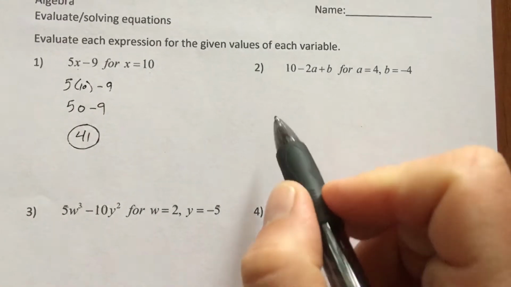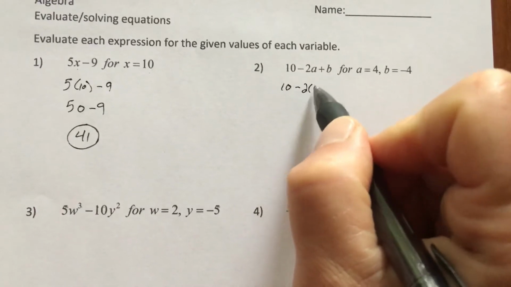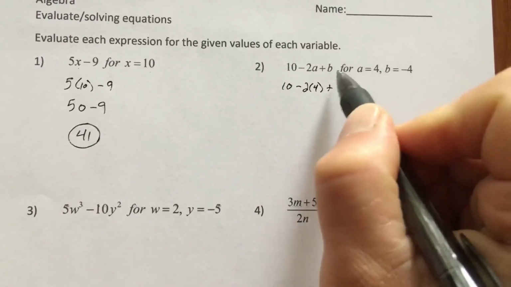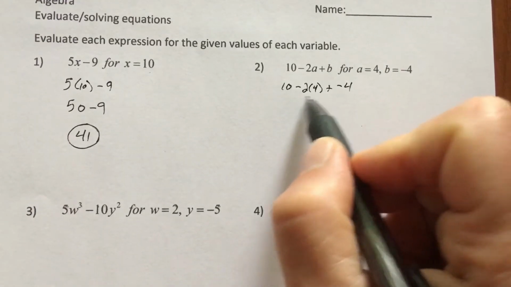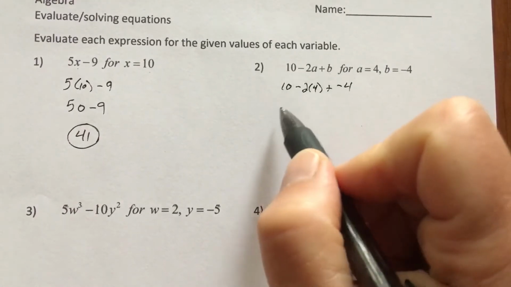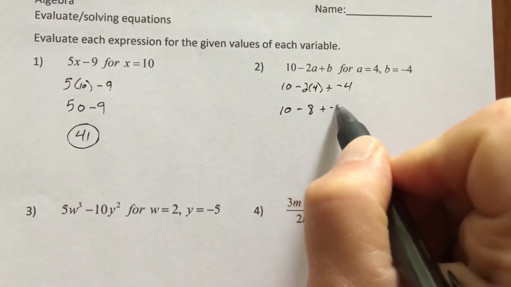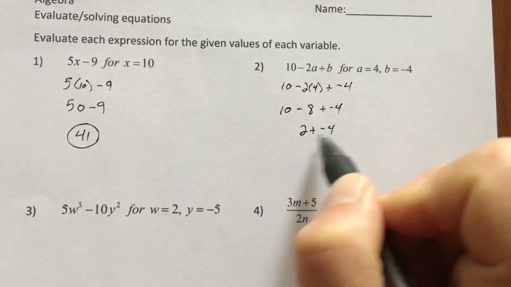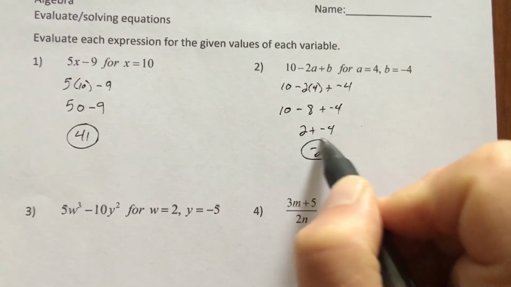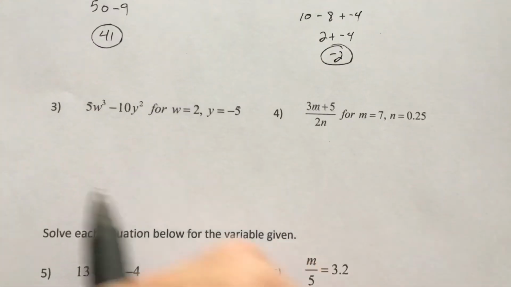All right. Same thing here, we're putting 4 in for A, so it'll be 10 minus 2 times 4, plus the B, which is negative 4. So we're just throwing those numbers in. Order of operations says to multiply before we do anything else, so 2 times 4 would be 8. Then I go 10 minus 8 is 2, and 2 plus negative 4 is negative 2. Again, not too bad. These were a little more to do, but still not too bad.